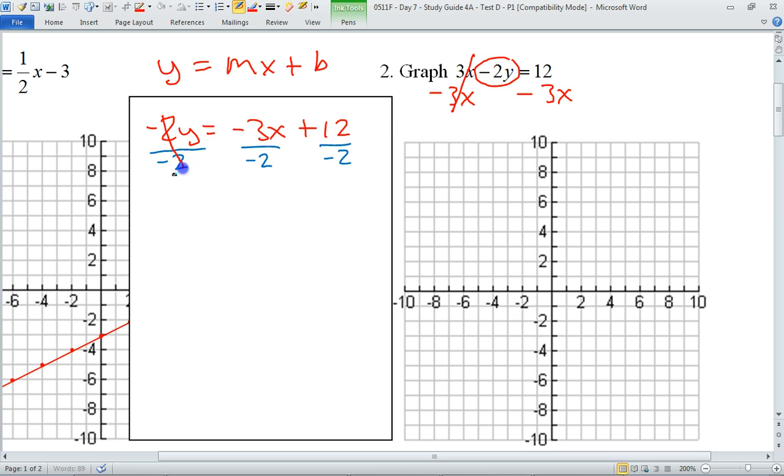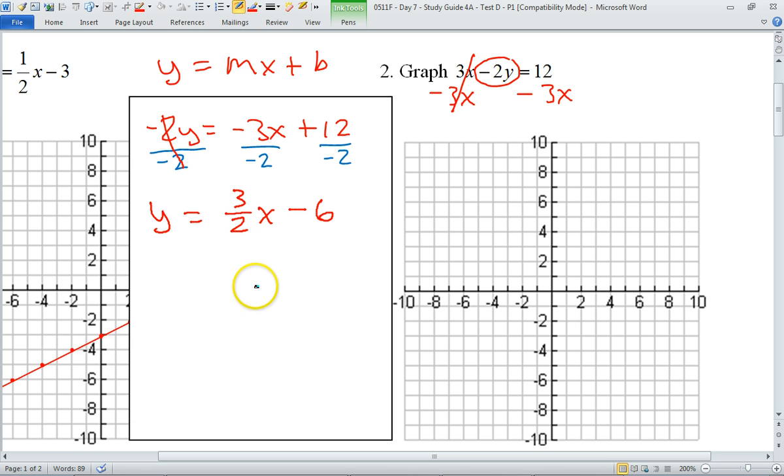Alright, that way these are going to cancel out. So I'm going to have y equals. Now there's not much I can do with this 3 over 2, but what do you get when you divide a negative divided by a negative? A positive. So do not leave these negative signs all over the place. Put positive 3 over 2 x. Now what do I get with the 12 divided by negative 2? Negative 6. So this is the equation that you come up with. Y equals 3 over 2x minus 6.